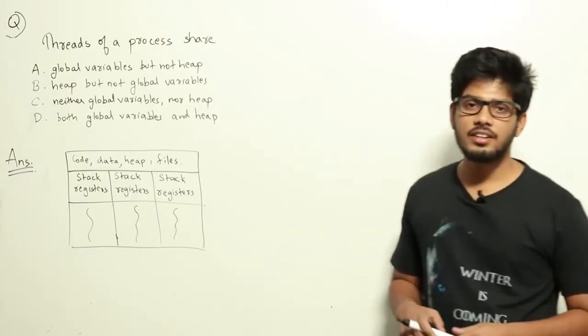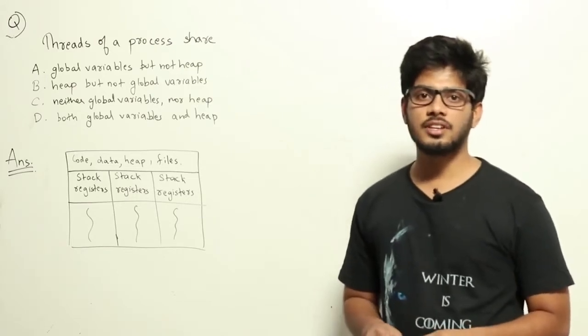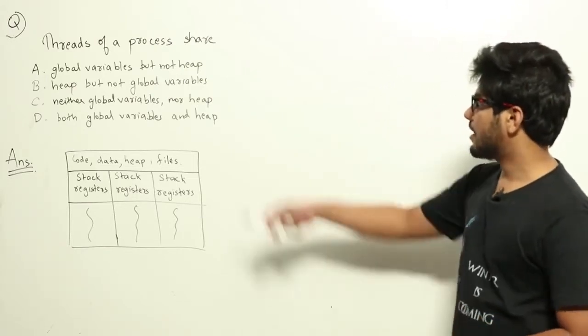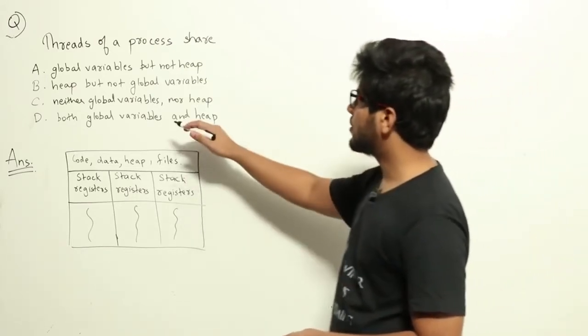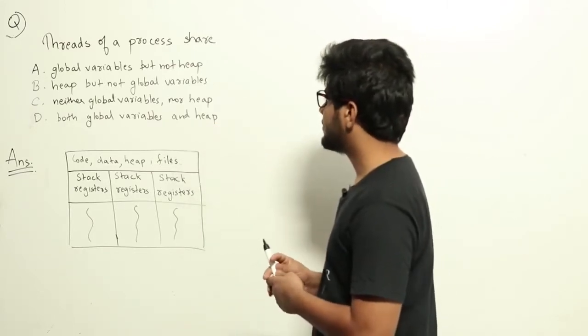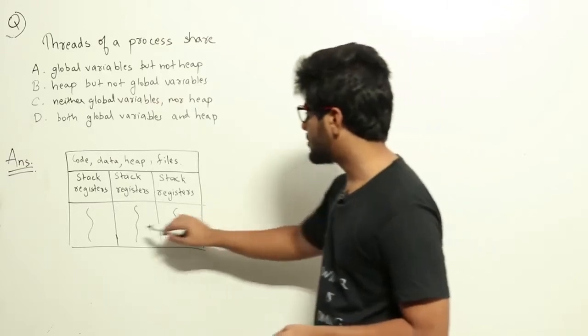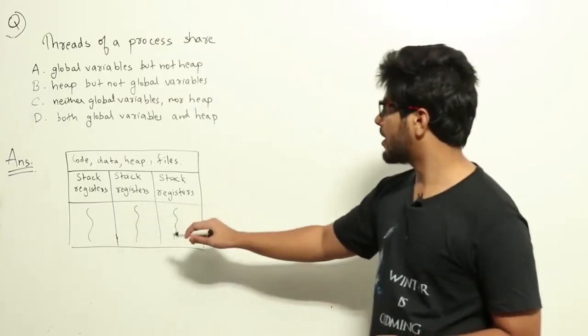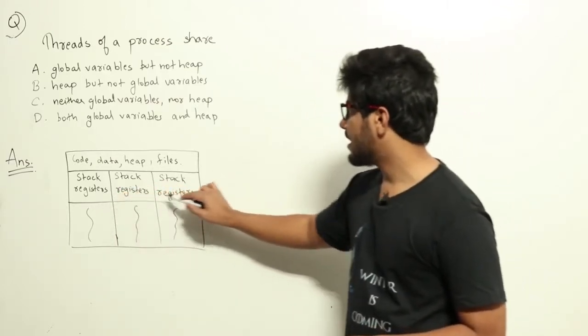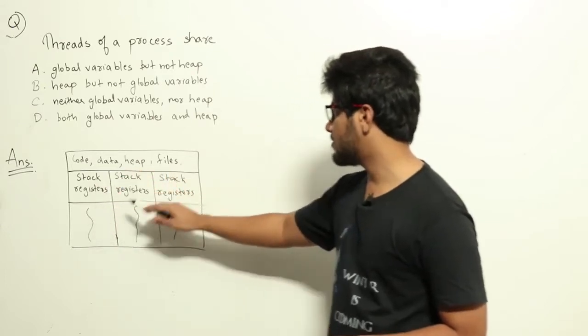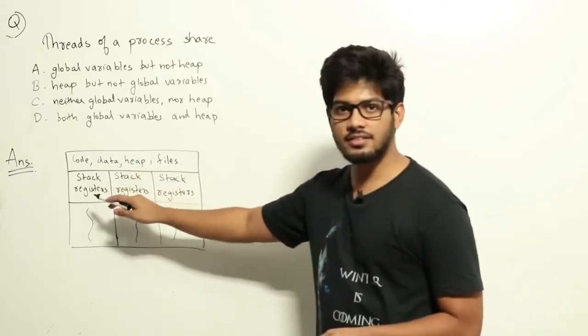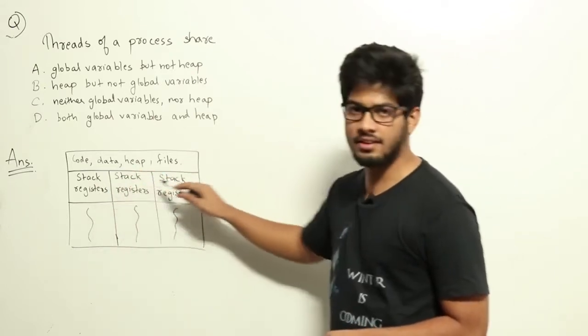So this is again a very straightforward question from operating systems regarding threads. I have drawn a diagram here to show what all is shared between multiple threads within the same process. Each thread within a process will have its own local data. Now local data means its registers and stack. Each thread will have its own stack and registers.